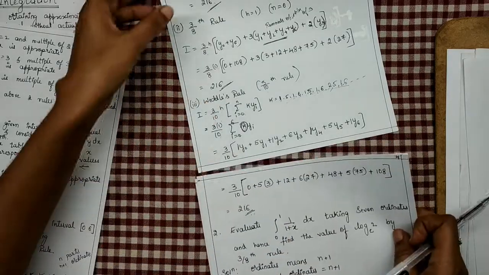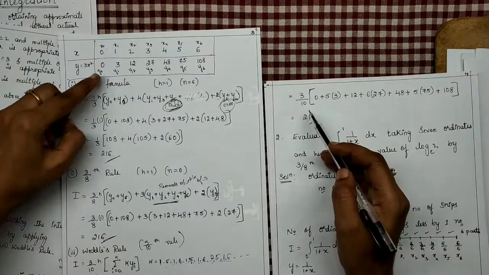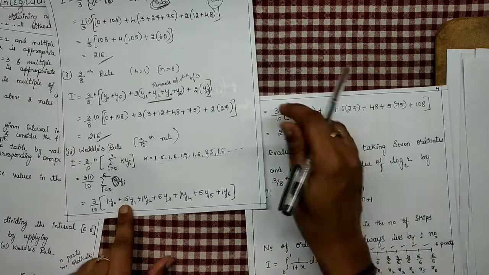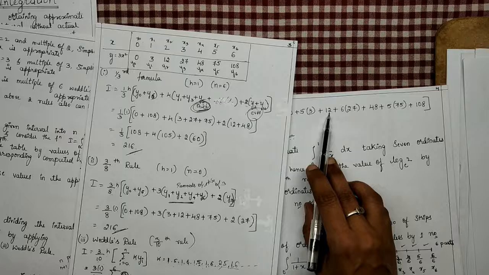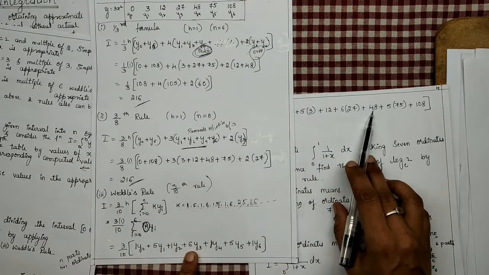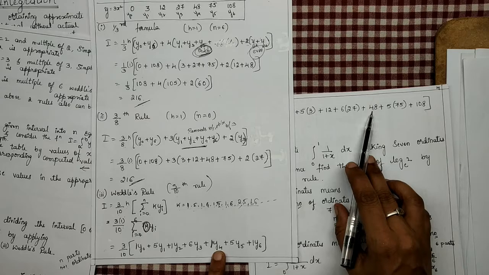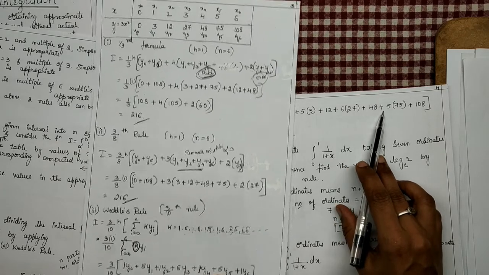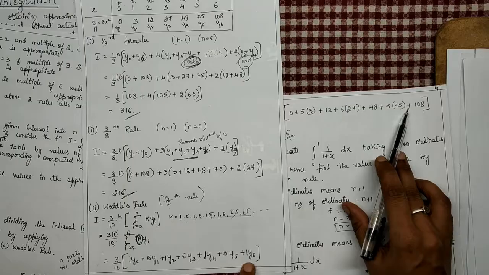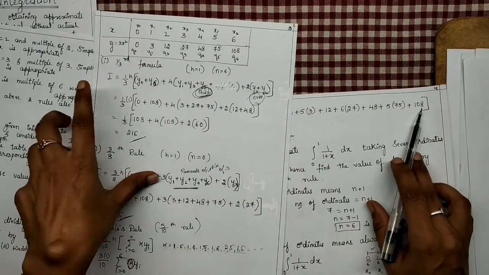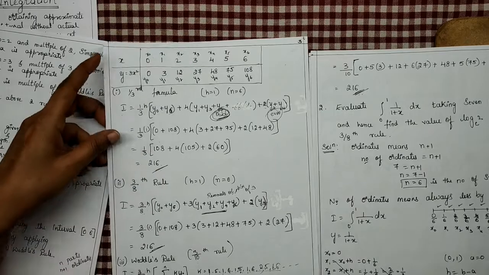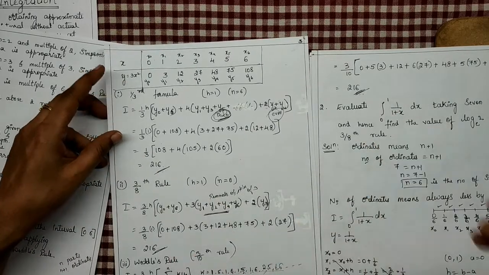y0. What is y0 given? See here, y0 is 0. 3/10 into y0 is 0 plus 5 into y1 is 3 plus y2 is 12 plus 6 into y3 is 27 plus y4 is 48, 1 into 48 is 48, plus 5 into y5 is 75, plus 1 into y6, 1 into y6 is 108, 1 into 108 is 108. When you simplify this, you will get 216 again. See, in all these three rules, we have got the same answer, that is 216, 216 and 216.